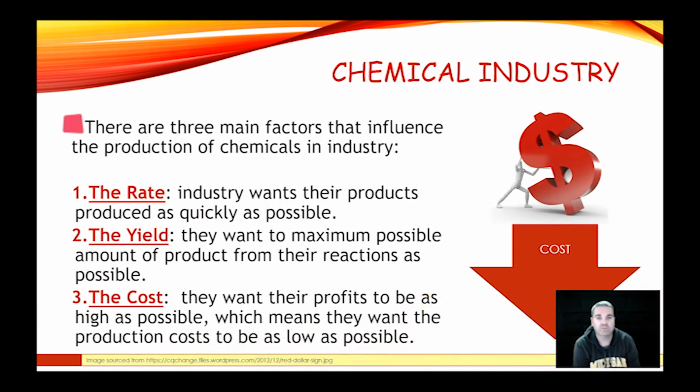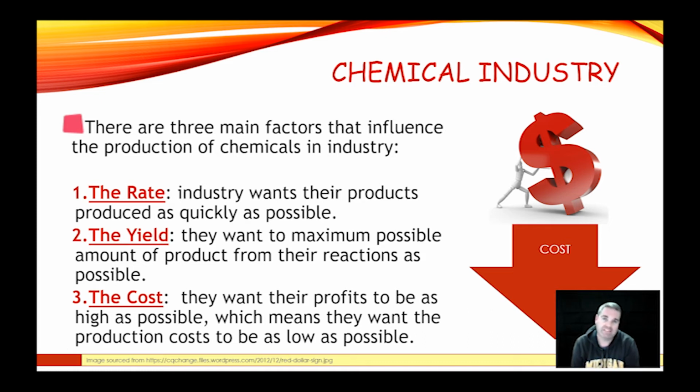So if we're talking about industry, there are 3 main factors that influence the production of chemicals, and in reality for industry it's no surprise that it really comes down to money and cost. What they want to do is maximize the rate and the yield while minimizing the cost. So the rate is how fast they produce their product, and the yield is how much of their product they produce. So it makes sense that if you're producing something, you want to do it as quickly as you can, produce as much as you can, and do it for as little as you can.